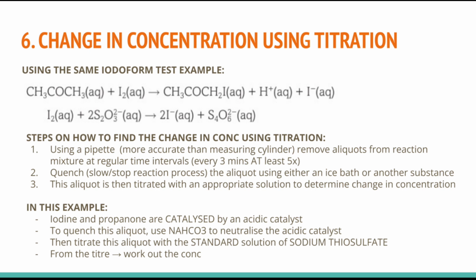Then you want to quench, which means to slow or stop the reaction process. You want to quench the aliquots using either an ice bath or another substance that can neutralize. This aliquot is then titrated with an appropriate solution to determine the change in concentration. In this example, iodine and propanone are catalyzed by an acidic catalyst. To quench this aliquot, you use sodium hydrogen carbonate to neutralize the acidic catalyst. Then you want to titrate this aliquot with the standard solution of sodium thiosulfate, and then from the titer, you want to work out the concentration.